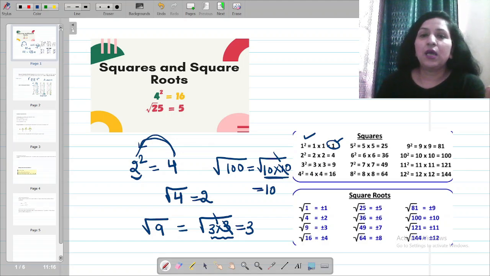So I advise you need to remember the squares of the numbers from 1 square at least till 20 square so as to make your calculation easier.